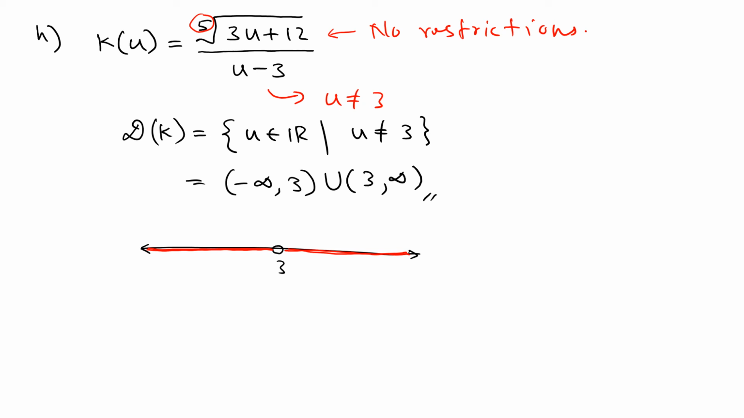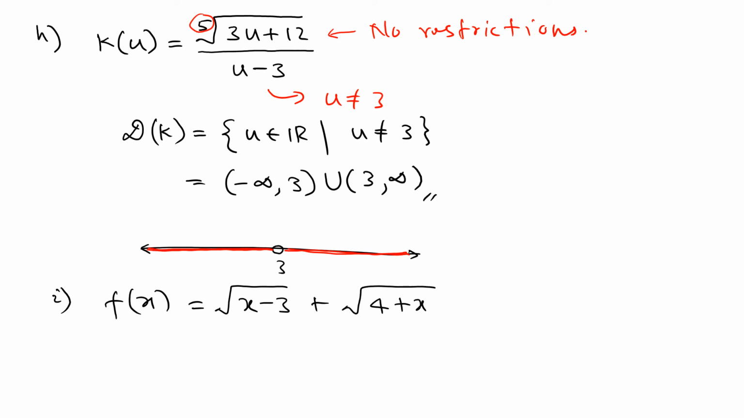How about this one? Let's say f(x) equals square root of (x minus 3) plus fourth root of (4 plus x), something like that. So you can see that there are two functions now, not just one function but two functions.